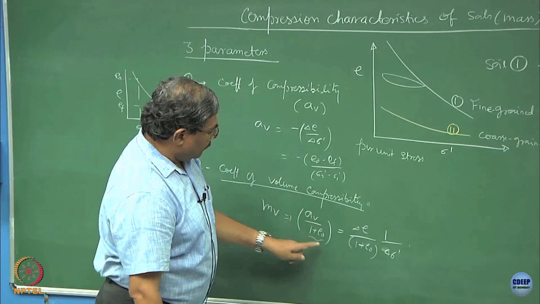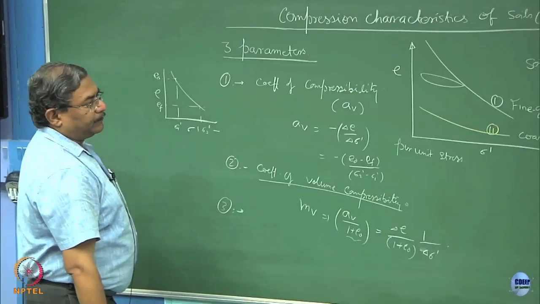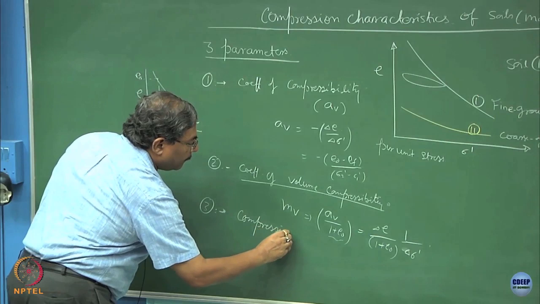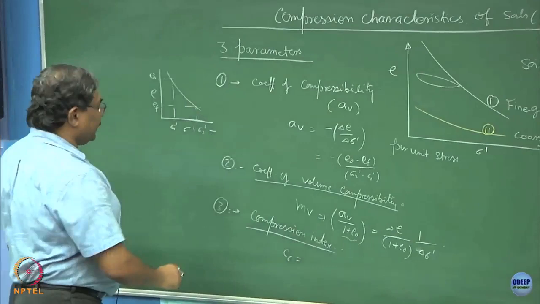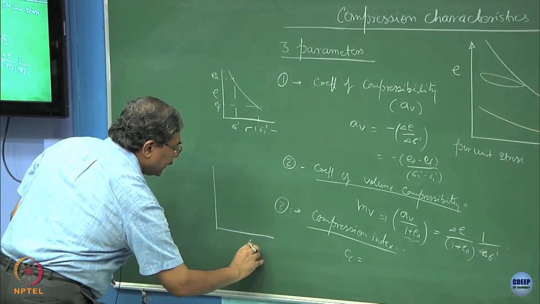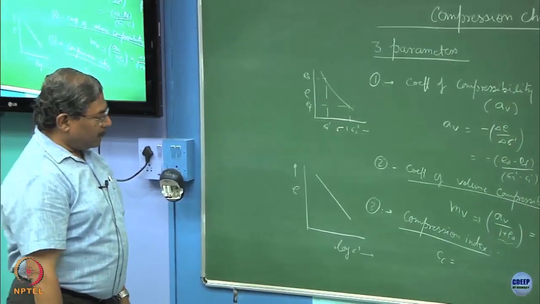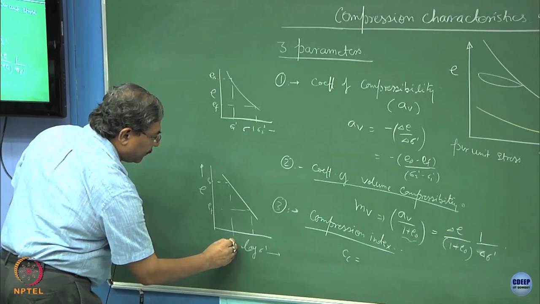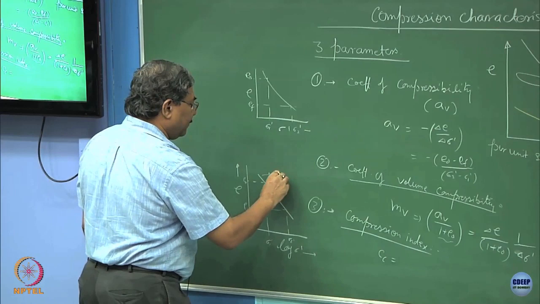The third term which we normally use is the compressibility index or compression index. This is defined as C_c, and C_c is, if I plot this data on a log scale, now this curve is going to be a linear curve or a straight line. This is e naught, e_f, sigma 1 prime, sigma 2 prime. This is nothing but the slope of this curve. So, the slope of this line is C_c, the compression index.